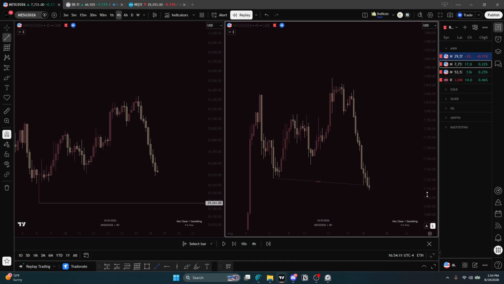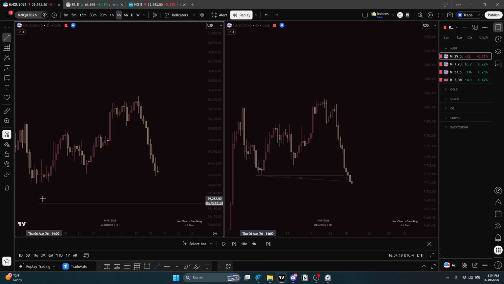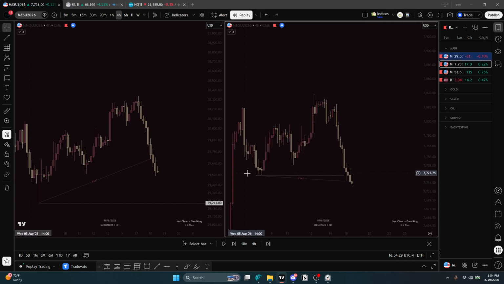And ES being the weakest asset reached the draw on liquidity first over NQ, being this low. And NQ worked out that same low, which is right here. We created that SMT right here. And very clearly, this was an SMT break with YM, because YM, this is the 6th of August, 10 a.m.